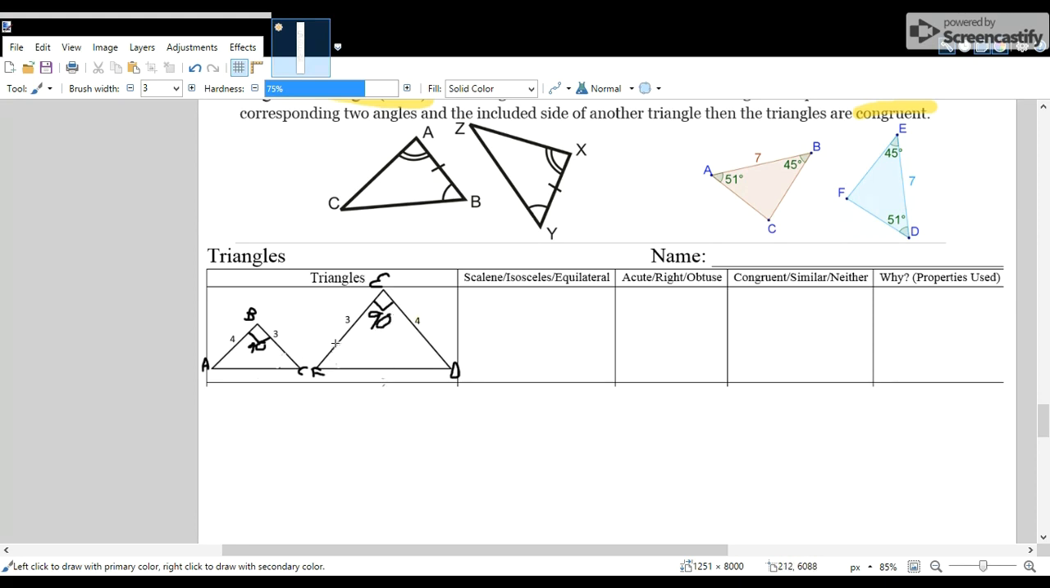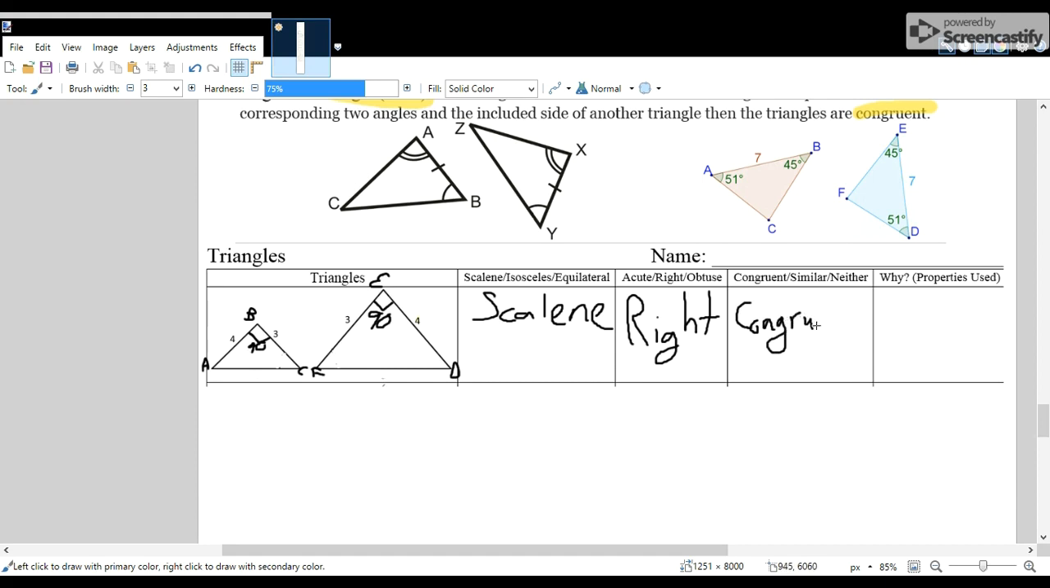So, are these triangles scalene, isosceles, or equilateral? Well, we have a 90-degree angle, so we know that this side must be bigger than 3 or 4. So that means that all three side lengths must be different. So that's scalene. Acute, right, or obtuse? Well, we have a 90-degree angle, so that's automatically right. Congruent, similar, or neither? Well, these are congruent, even though it doesn't look like it.